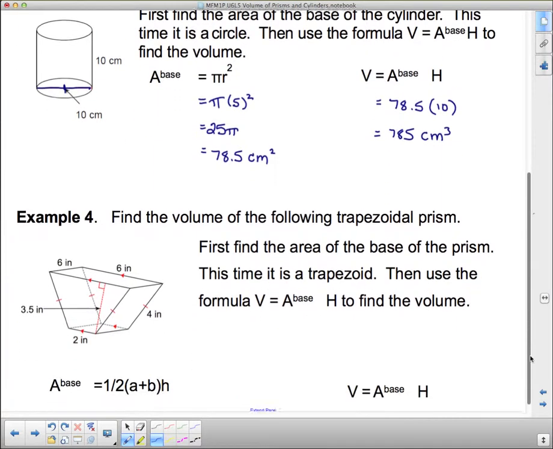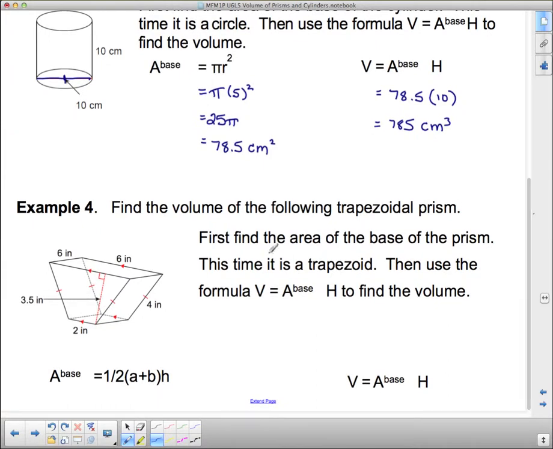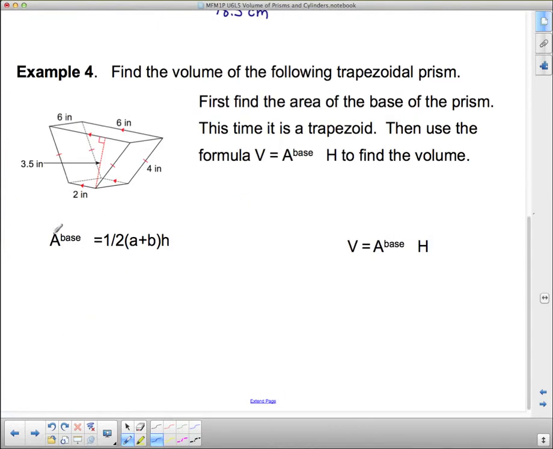Next example. Find the volume of the following trapezoidal prism. First, find the area of the base of the prism. This time, it's a trapezoid, and then use the formula volume equals area of the base times height. Now, here is the formula. This was taken straight off your formula page. To find the area of a trapezoid, it's 1/2 (a plus b) times h.